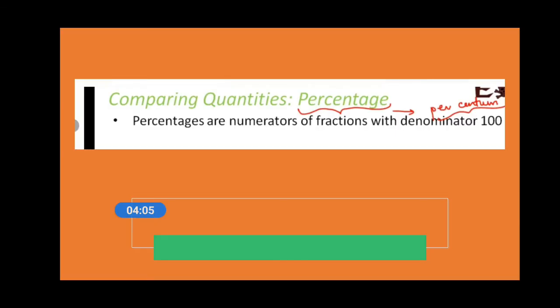Now if you want to compare quantities, you can use percentage also. We have seen it earlier. Percentages are fractions with the denominator 100. That means if you want to find out the percentage, the denominator should be made 100.